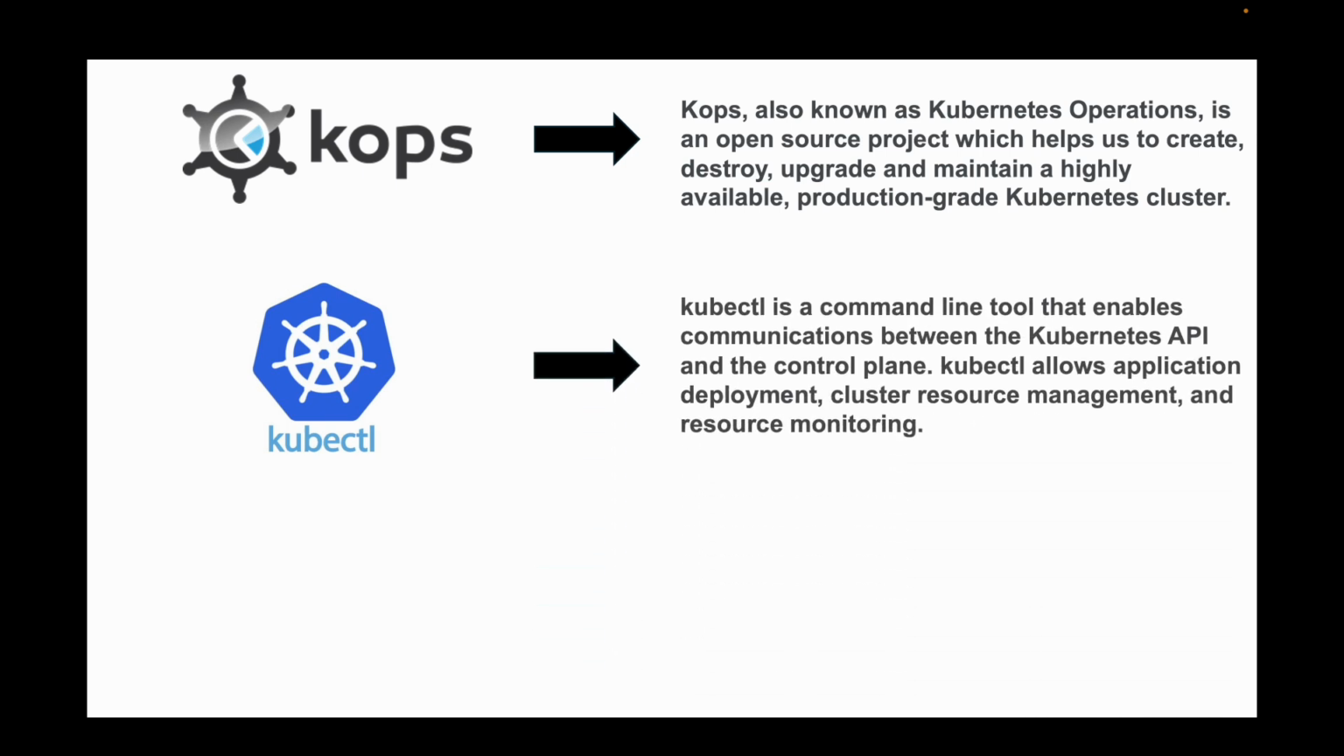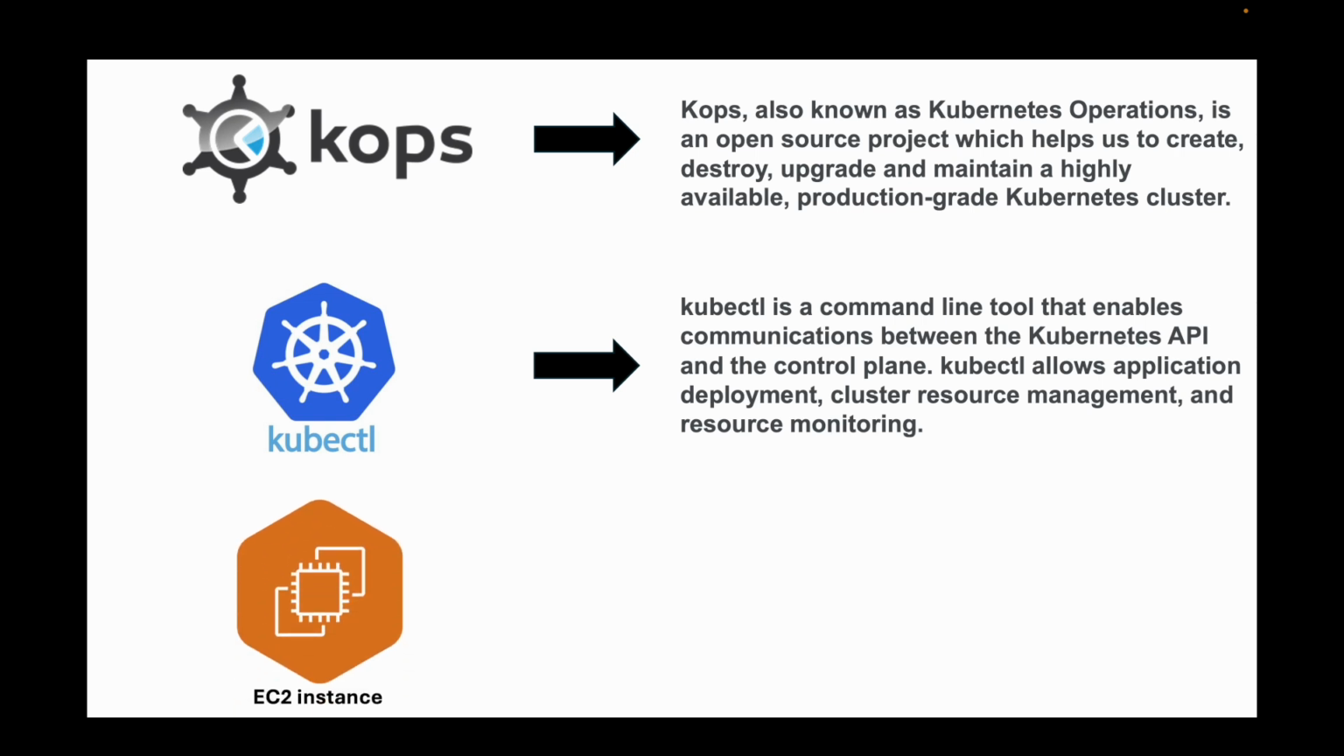So kubectl is your Kubernetes command line tool, and this allows us to communicate between the Kubernetes API and the control plane. So you want to create a pod, you want to create a deployment. Any resources that you want to create on the cluster will make use of your kubectl tool. So this tool will allow us to deploy our application, manage the cluster resources, and monitor resources. All those things can be done by making use of the kubectl tool.